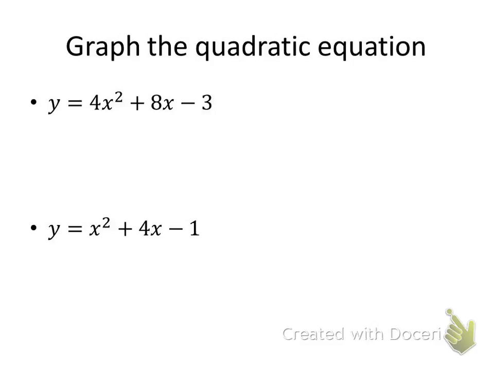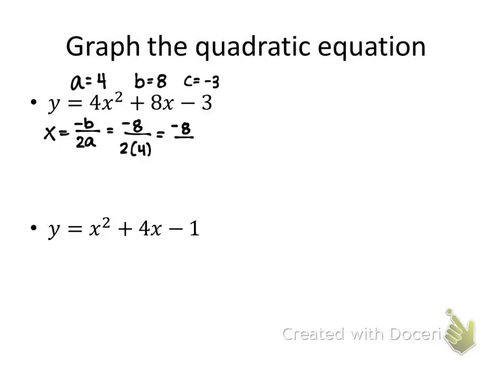So step number 1, what should I do? Label it. Find A, B, and C. Very good. What's A? 4. What's B? 8. What's C? -3. Now what? Equation. Very good. x equals negative b over 2a. The vertex is the most important part in the parabola, so I have to start by finding that. Because if I don't know the vertex, then I can't graph anything. It's just going to be random dots. Okay, so we have -8 over 2 times 4, which is -8 over 8, which is -1.